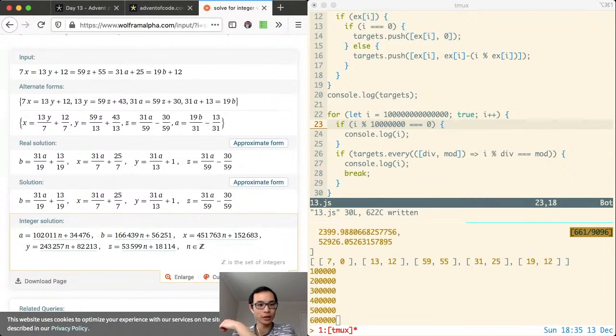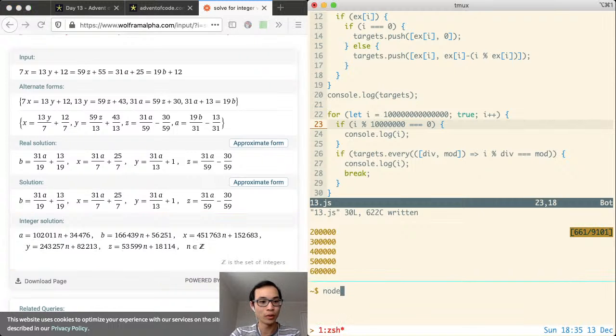Right, and so if I chuck n in there, n is 1, so 102011. I need a thing in here. 102011 plus 344776. That's not the number I wanted, is it?